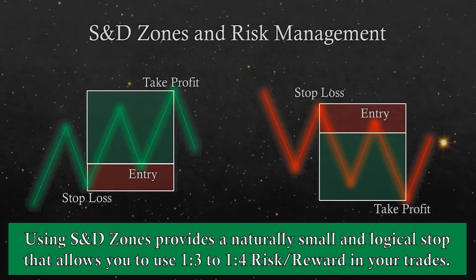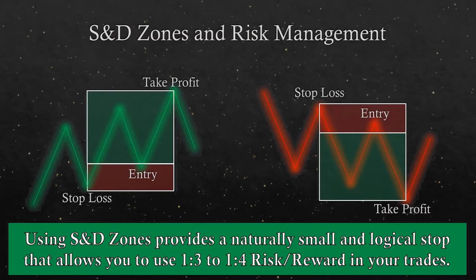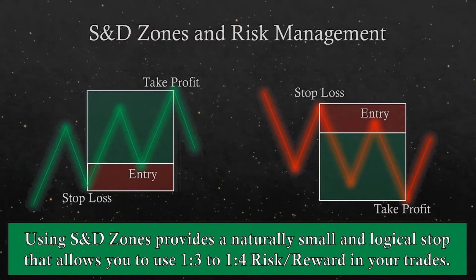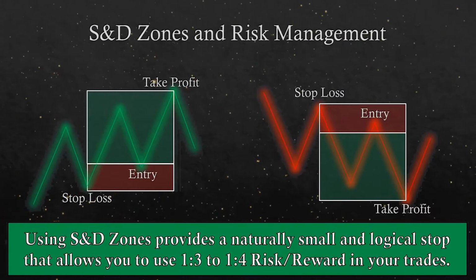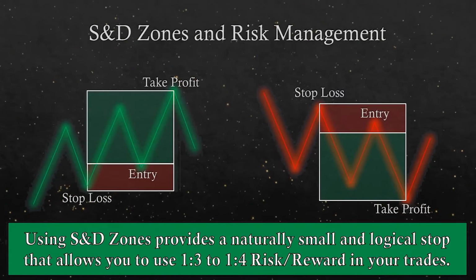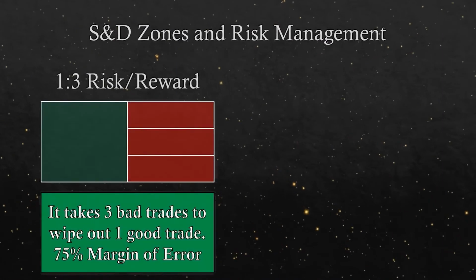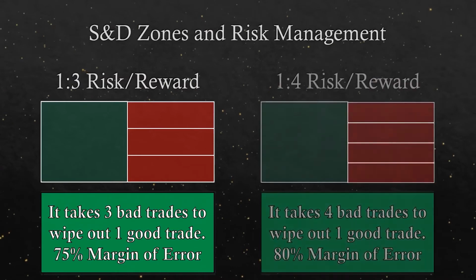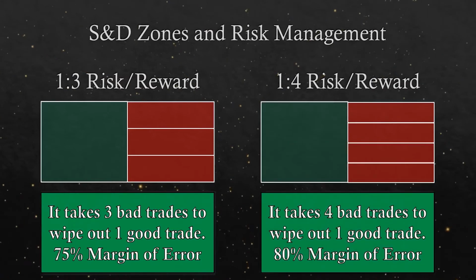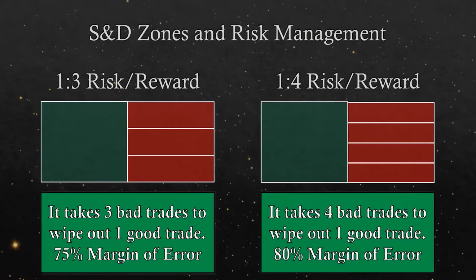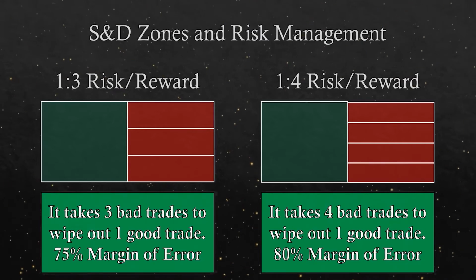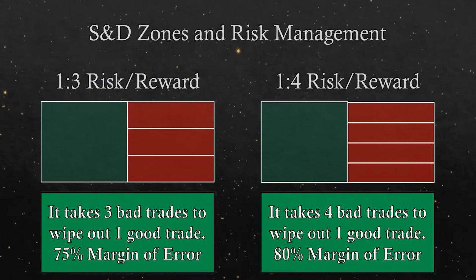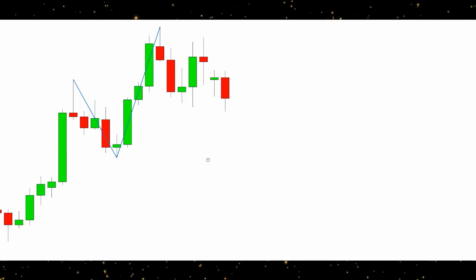Once you clearly understand supply and demand zones, you no longer need to depend on the lagging indicators you follow. So you have to be very precise when drawing a supply and demand zone. Now we'll understand the risk management on supply and demand zones. At 1:3, it takes 3 bad trades to wipe out one good trade, so you have 70% margin of error. At 1:4, it takes 4 bad trades to wipe out one good trade, giving 80% margin of error. So you have to maintain very good risk management.